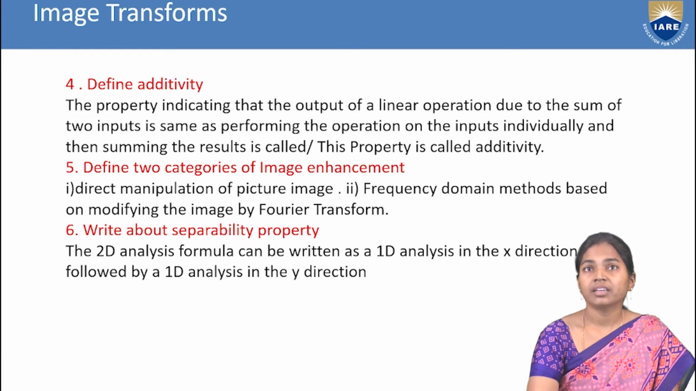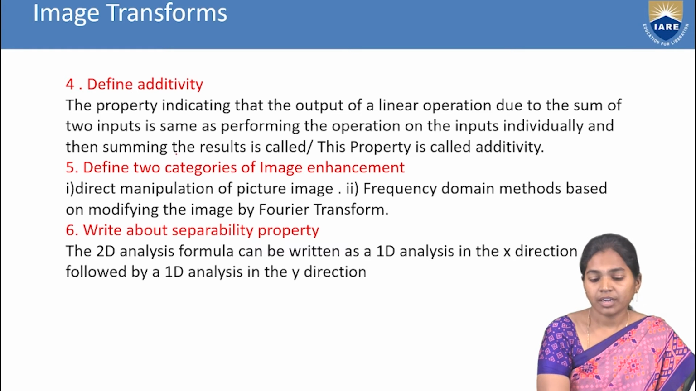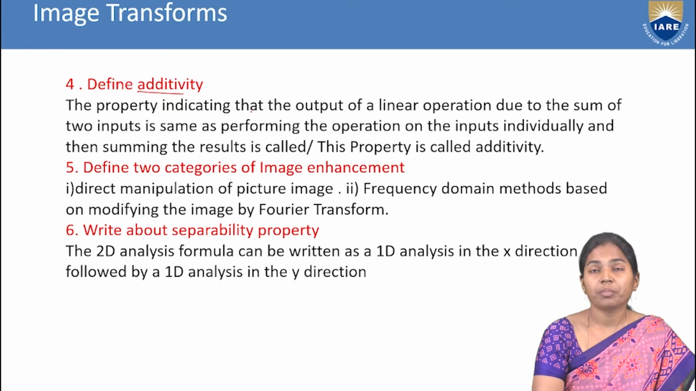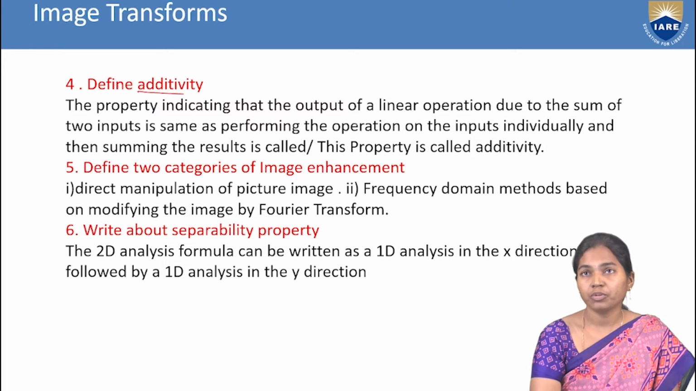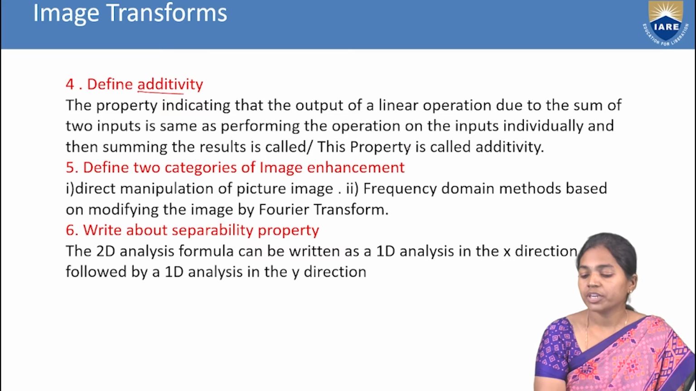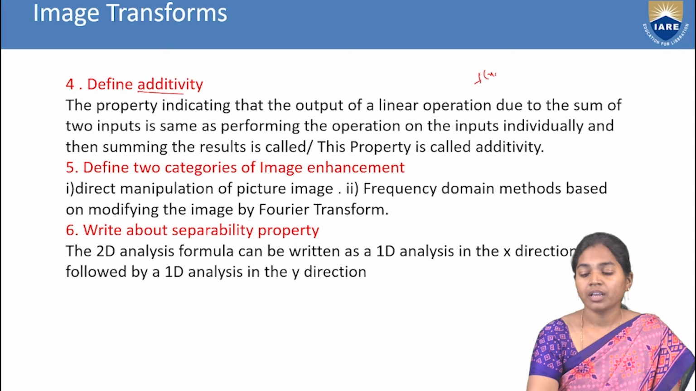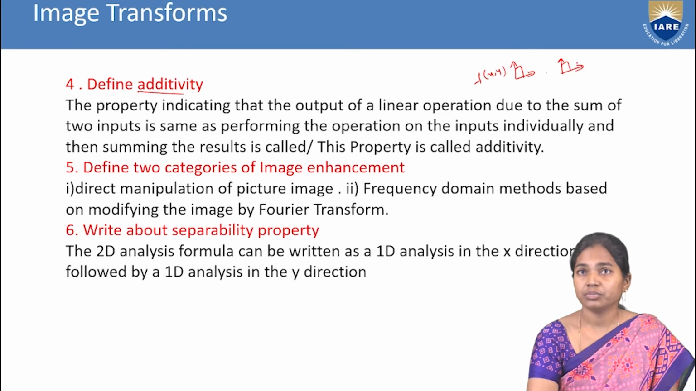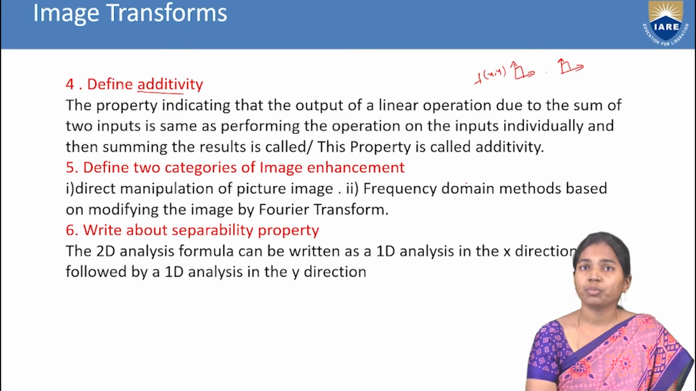And define additivity. Additivity is the property indicating that the output of a linear operation due to the sum of two inputs is the same as performing the operation on the two inputs individually. For example, f of x comma y: consider two images, adding of these two is nothing but the additivity property.